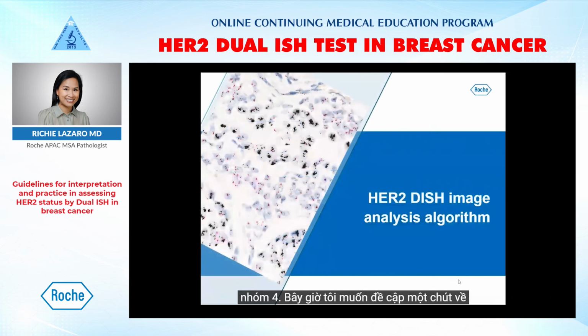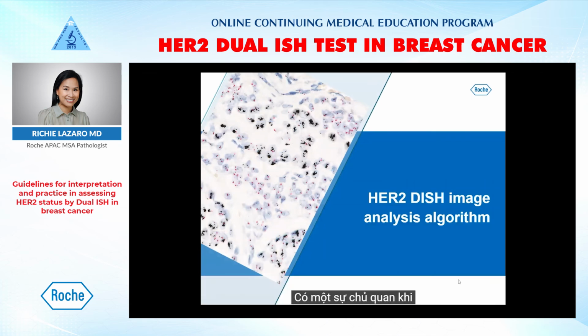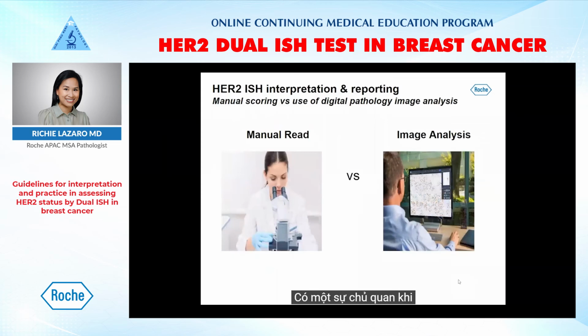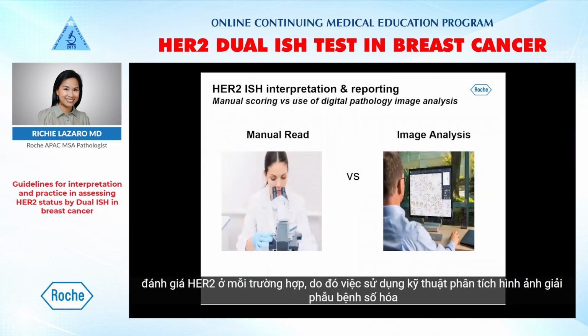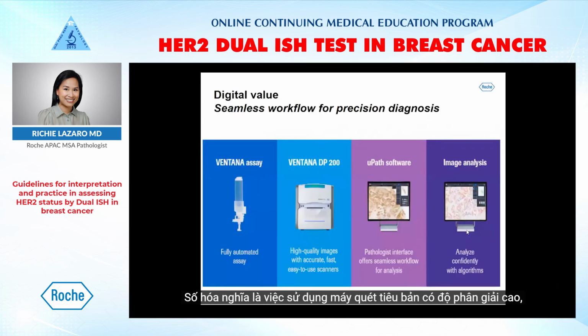Now, I just want to mention a bit about the HER2 dual-ISH image analysis algorithm as we use it in digital pathology. There is an element of subjectivity when assessing HER2 ISH assays. Thus, there is value in using digital pathology image analysis algorithms, which provide a more objective, automated scoring of HER2 and chromosome 17 signals on a digital image of a HER2 dual-ISH slide.